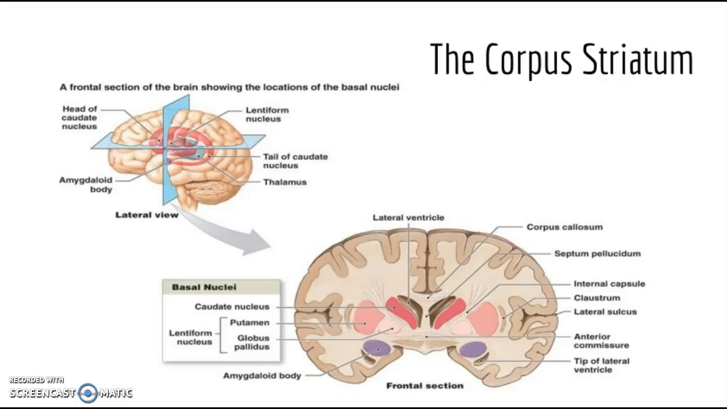I also wanted us to look at the corpus striatum from a lateral view. Right here you can see the head of the caudate nucleus, and then right here you have the lentiform nucleus, which once again is the putamen and the globus pallidus put together, and then right down here is the tail of the caudate nucleus. This is just to give you a lateral view of the corpus striatum.